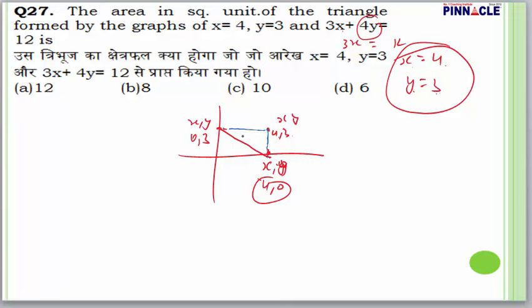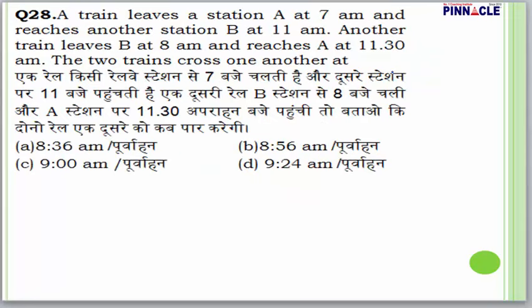Now this would be the area of the triangle. We have to find the value of this triangle. This is 4 and this is 3. So this is base and height, 1 by 2, base 4, height 3. That is equal to 6. Answer would be D.